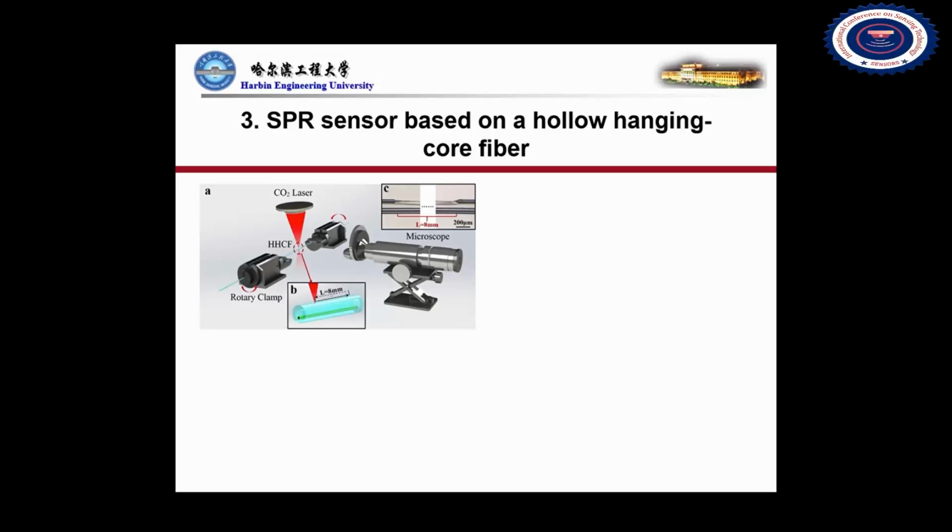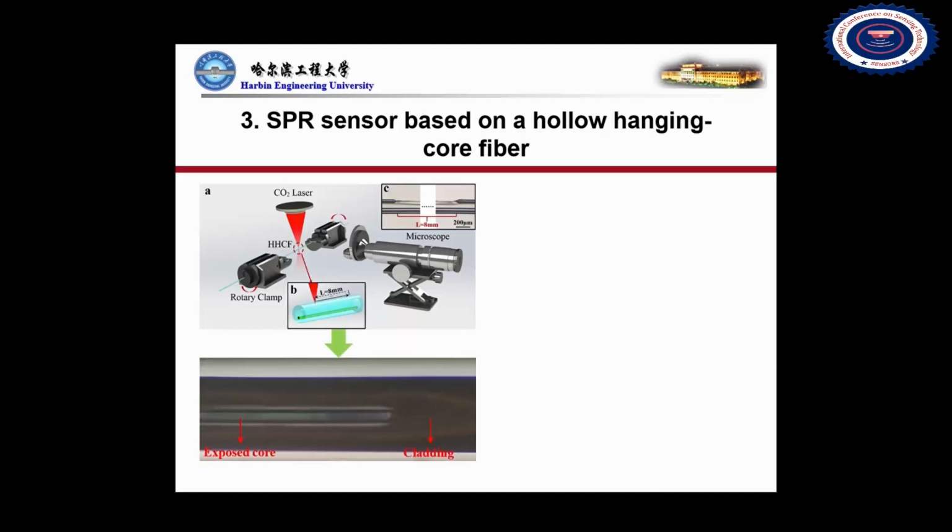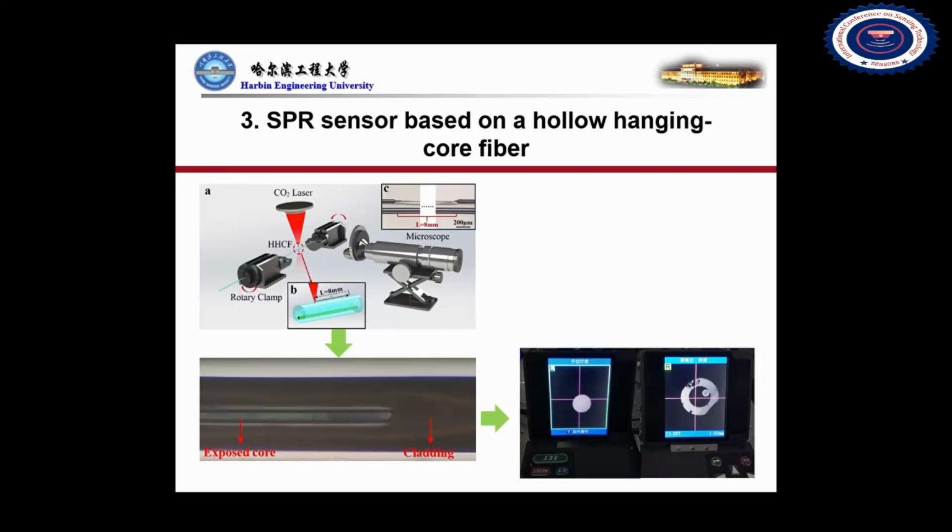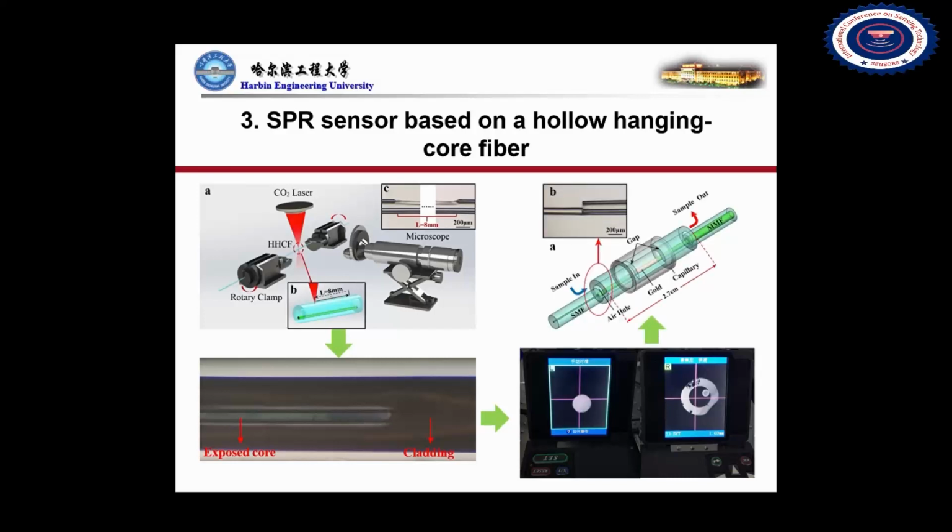A carbon dioxide laser is used to etch the fiber to obtain a side hole. The length of the hole is about 8 mm. Gold film is deposited on the bare fiber core surface with an ion sputtering instrument. The optical fiber is connected with a polarization-maintaining fiber fusion splicer.